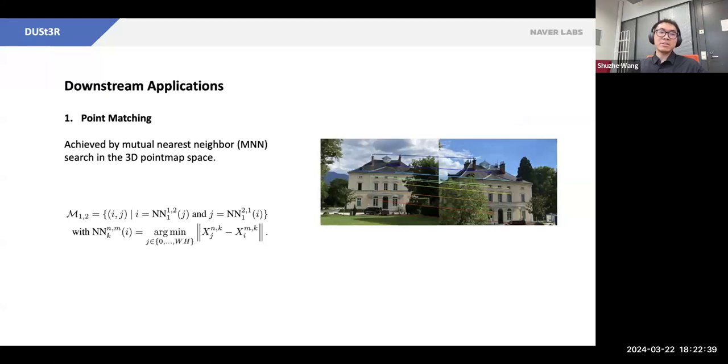Also, we evaluate our method on a bunch of downstream tasks. The first one is point matching. Since we predict the 3D points in a common coordinate system, two points from different views that are very close to each other can be considered a match. So we just use a mutual nearest neighbor search to find the closest 3D points of the two views, and then we consider them as matches between the two views.